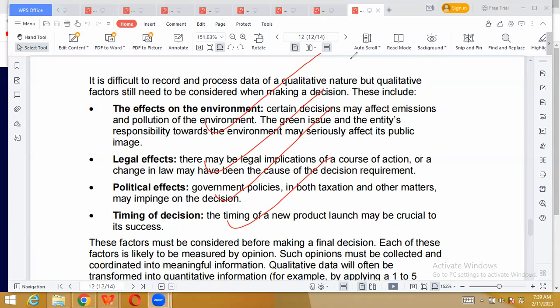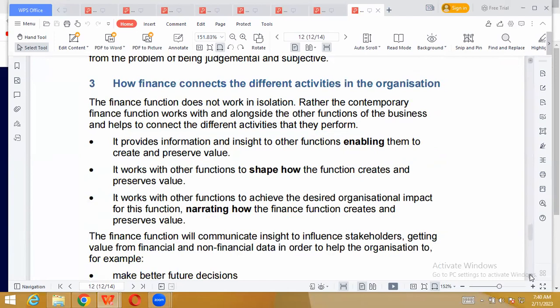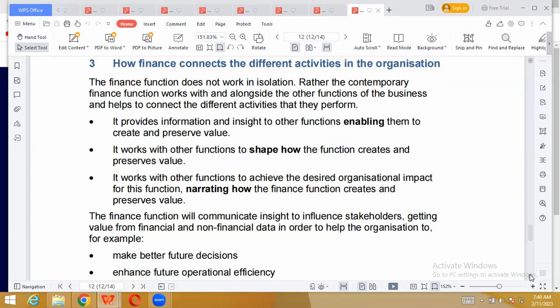Okay, guys. It's very important that you know the difference and differentiate between that. Now we look at how finance connects the different activities of the organization. So we have talked about this, guys. I refer you to the first chapter.